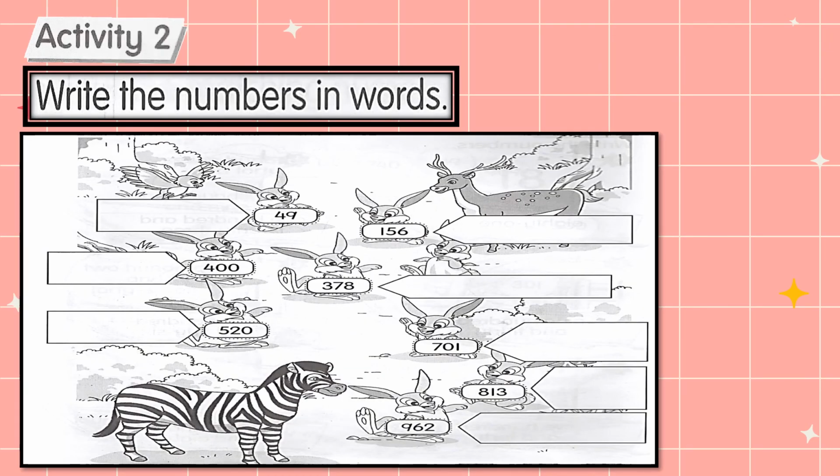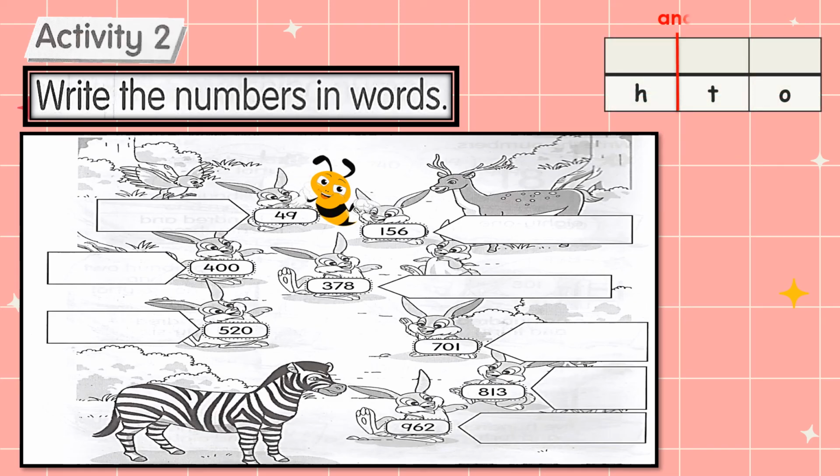Activity 2. Read the instruction. Write the numbers in words. Look at this number. Let's read the number. 1, 5, 6. How to write in word? Let's use the place value chart. Start from hundreds. 1 in hundreds place. Continue with tens place. 5 in tens. Then 6 in ones. Let's read the numbers. We start from hundreds place.